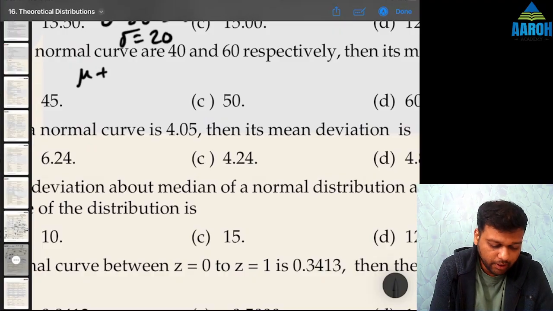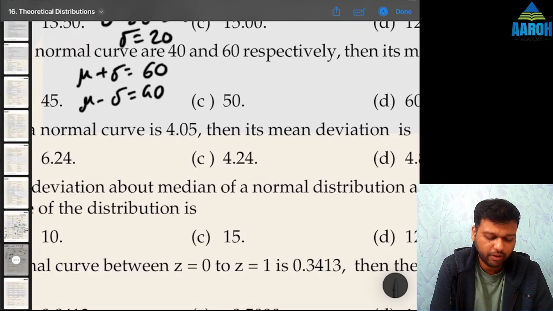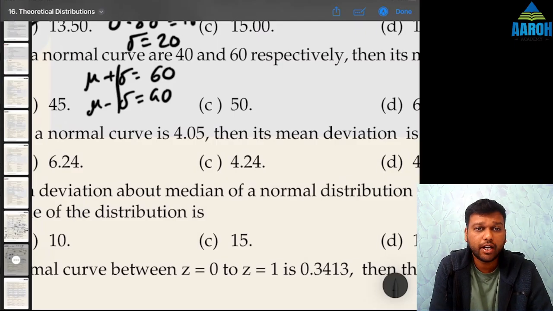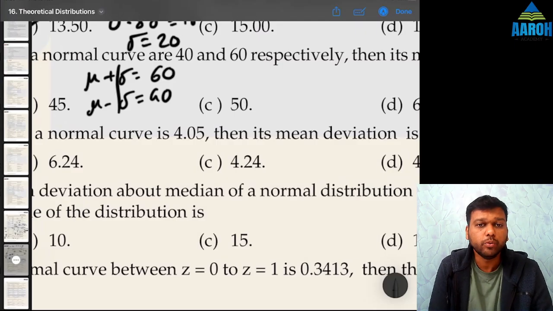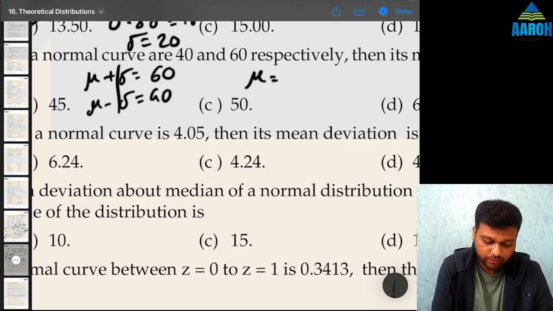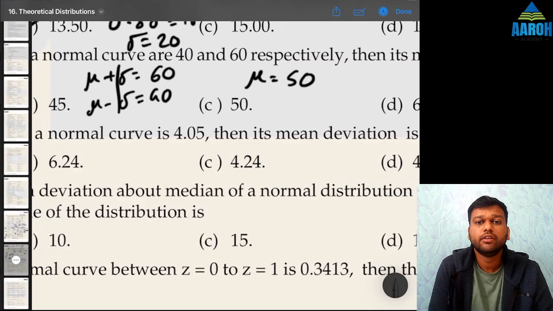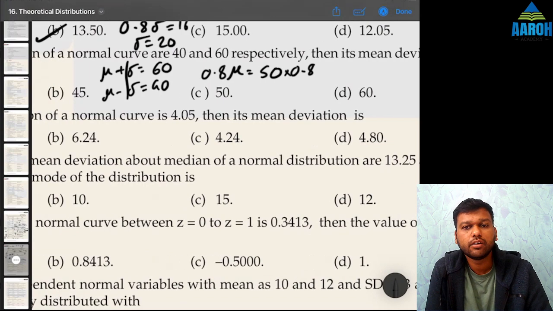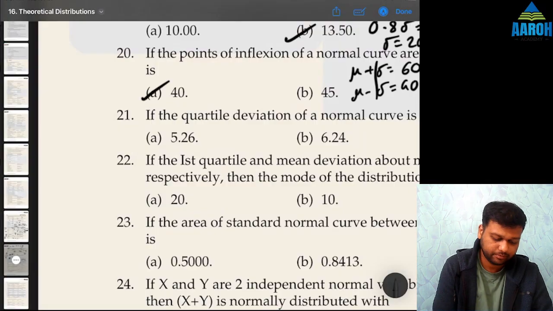So mu plus sigma is going to be 60, mu minus sigma is going to be 40. So if we add these two, then 60 plus 40, 100 is going to be equal to 2 mu. That means mu is going to be what? 50. If mu is 50, then mean deviation will be 0.8 mu, that is 50 into 0.8, that is going to be what? 40, option A.